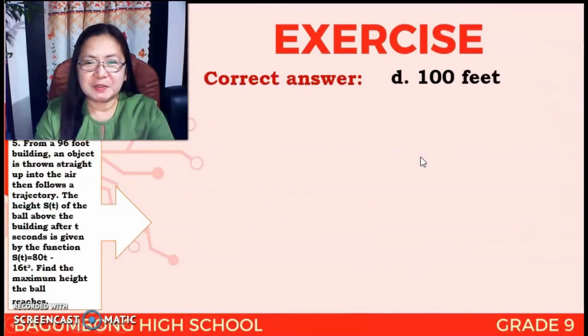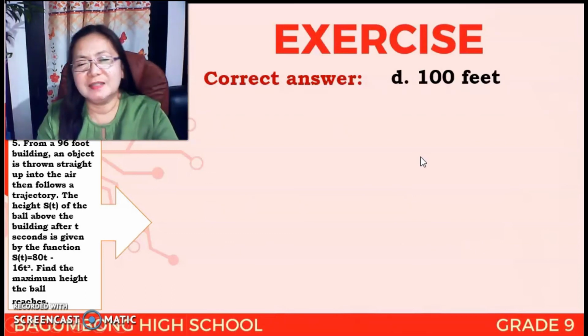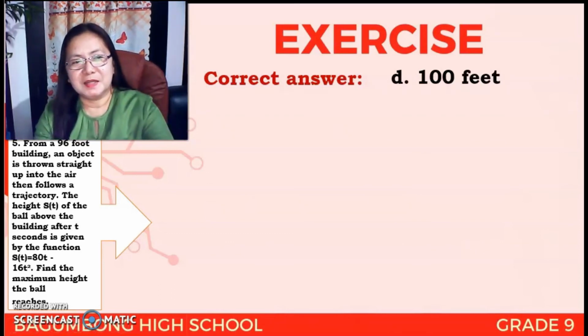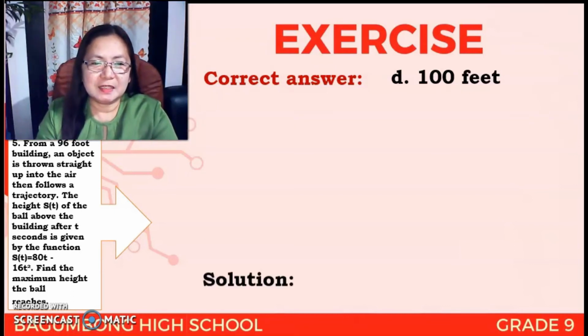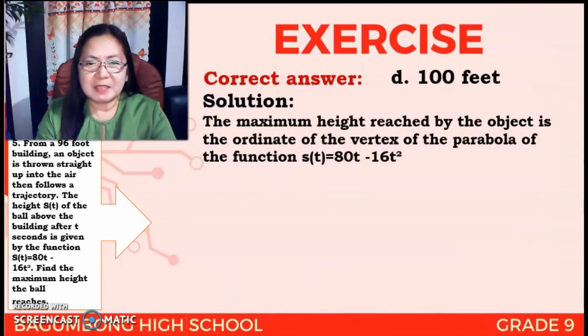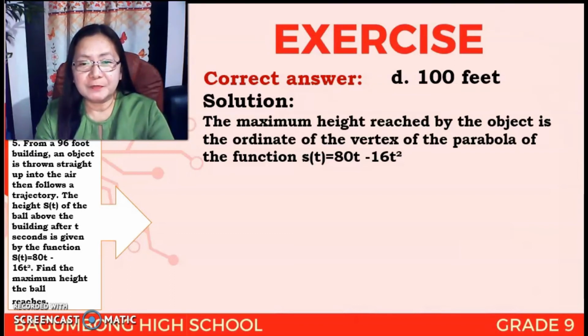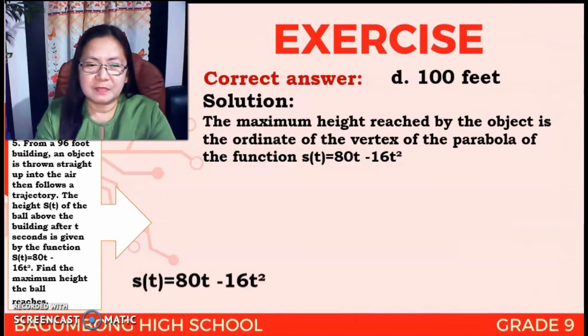Okay, the correct answer is letter D, 100 feet. Congratulations for those who got the correct answer. Okay, let us verify the answer. The maximum height reached by the object is the ordinate or the y-coordinate of the vertex of the parabola of the function, or what we call the value of k. That is the ordinate of the vertex.